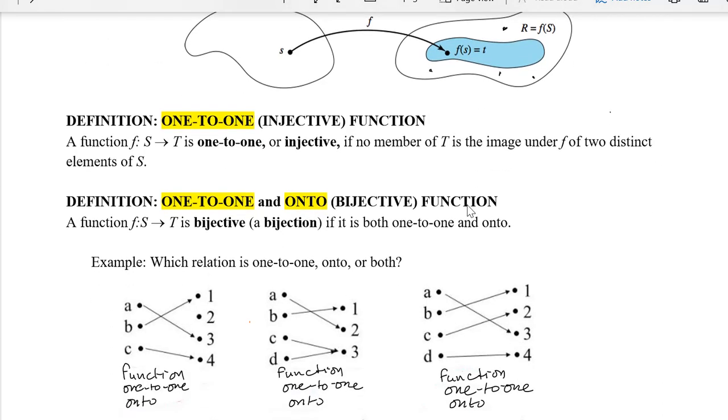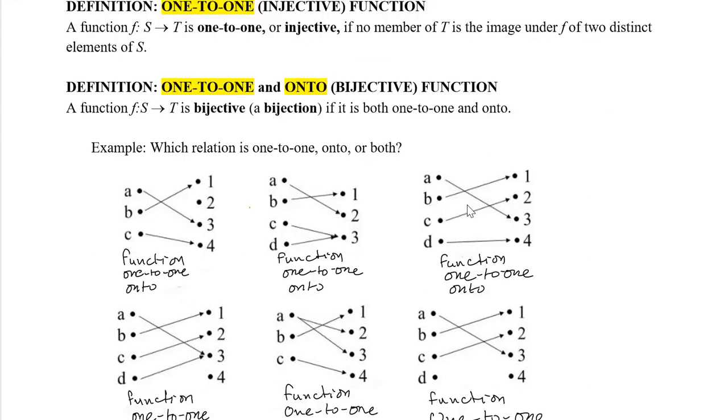A one-to-one function, sometimes we call it injective, is a function f from S to T where no member of T is the image under f of two distinct elements of S, which means I cannot have two members of the domain pointing at the same member of the range.